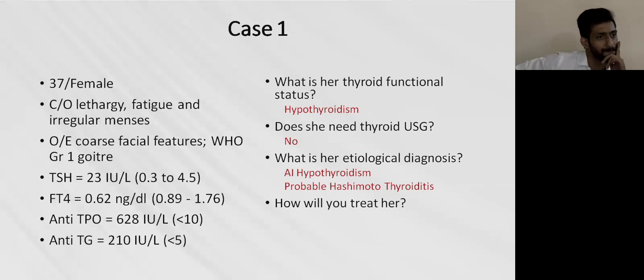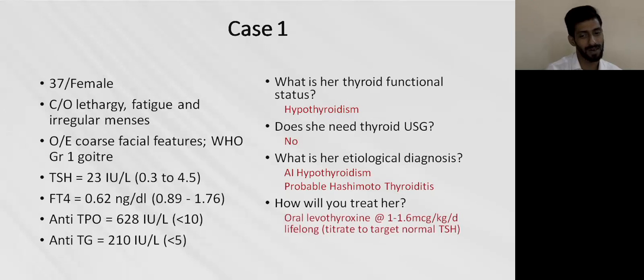And how long will you give it? Till the patient becomes euthyroid. Is it? John, how long will you give oral levothyroxine for a patient with a diagnosed Hashimoto thyroiditis with primary hypothyroidism? Lifelong. Okay. So oral levothyroxine at 1 to 1.6 micrograms per kilogram per day, lifelong, and you titrate to target the normal TSH.